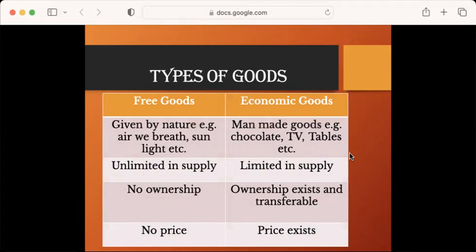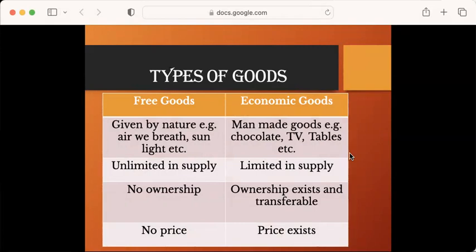Okay, so anyway, free goods means goods that are given by nature, like the air we breathe, the sunlight. Now, since these goods are given by nature and not man-made, normally, when you compare with human wants, there is an unlimited supply of these goods.